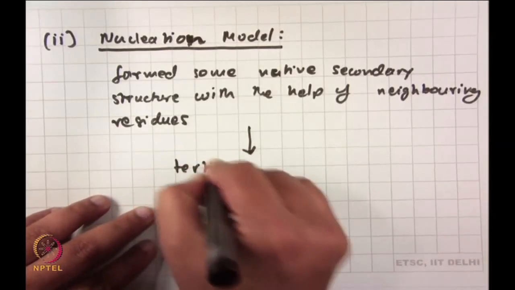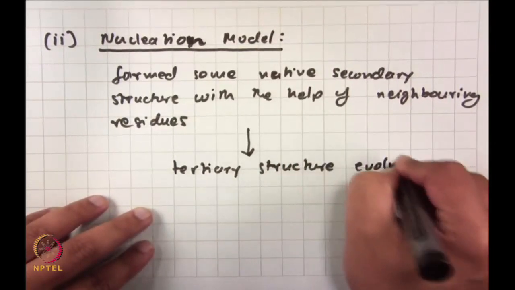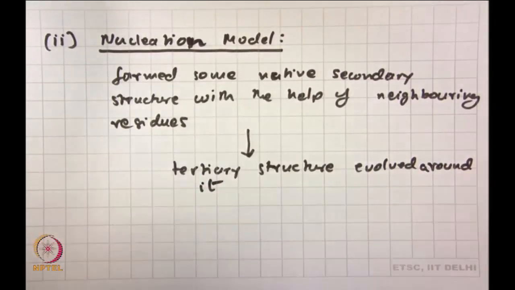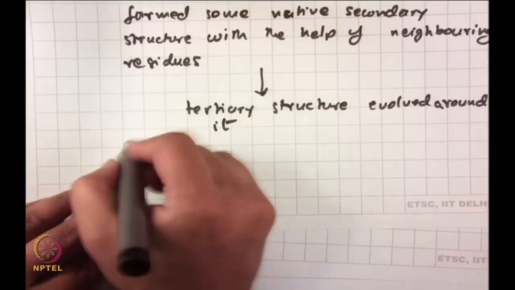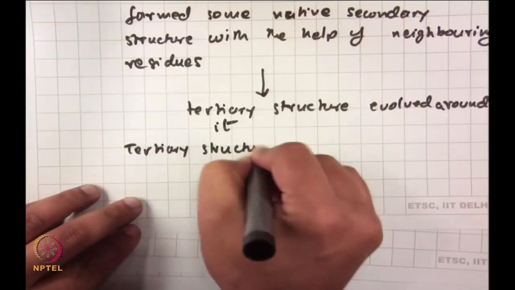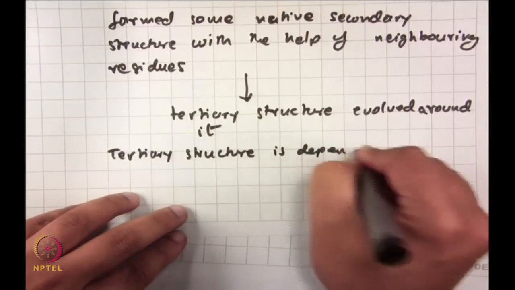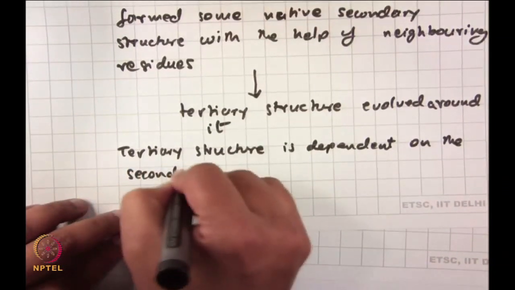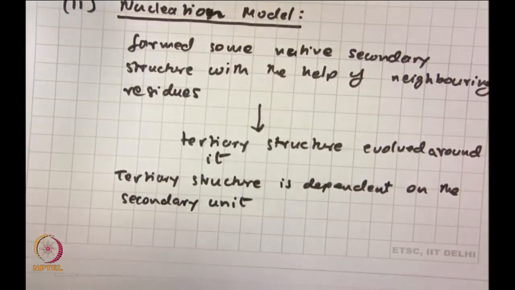the tertiary structure evolved around it. So, what we can say is the tertiary structure is dependent on the secondary unit.